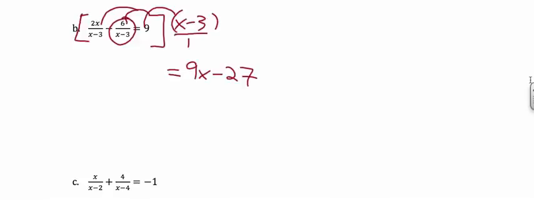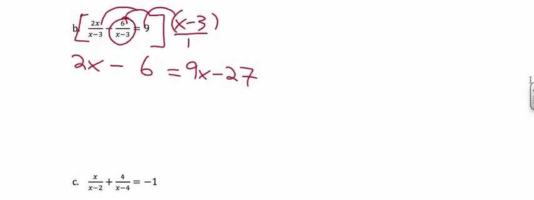Here's what I'm going to be thinking. Now, I'm not going to actually write what I'm writing right now. I'm thinking, oh, I've got 6x minus 3 over x minus 3. But the x minus 3 should cancel, so all I'm going to get is just 6. So that's all I'm going to write. And the same thing happens in the first fraction too. So now I've got 2x minus 6 equals 9x minus 27.